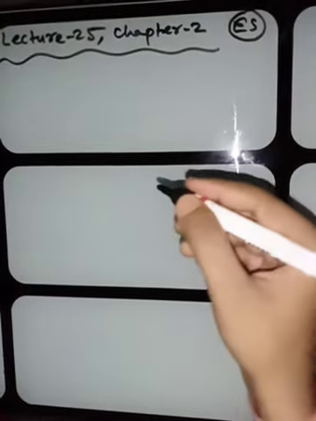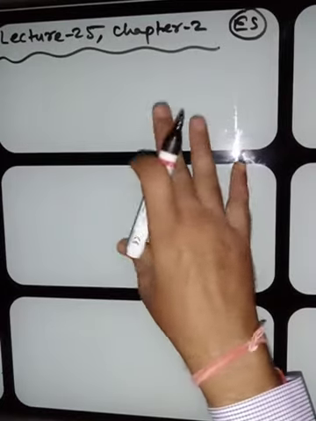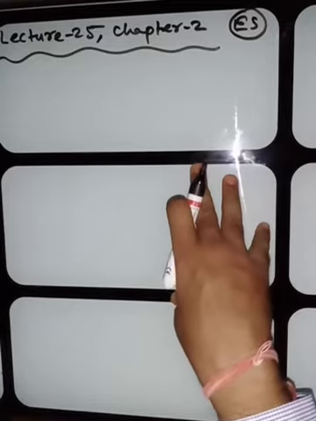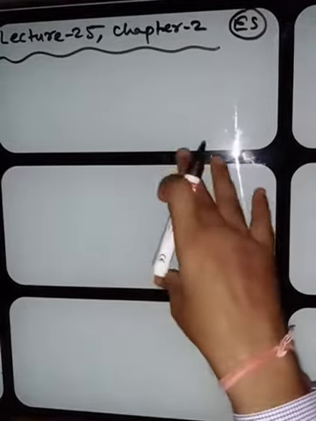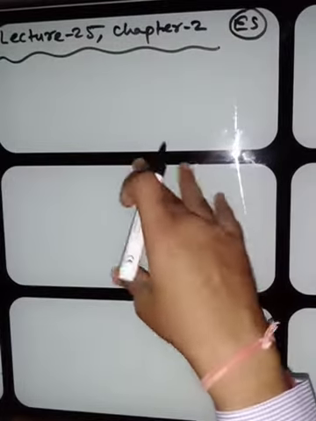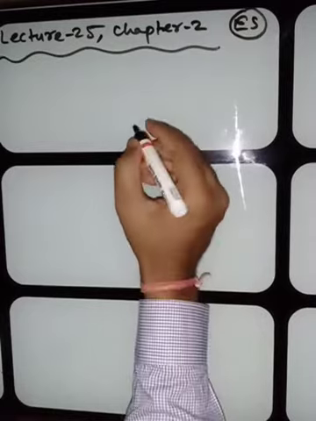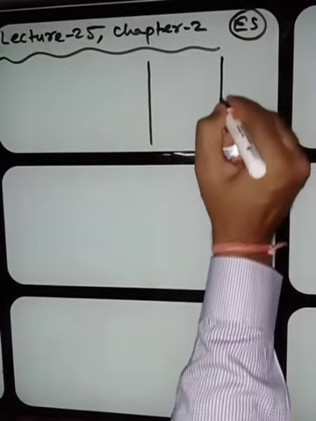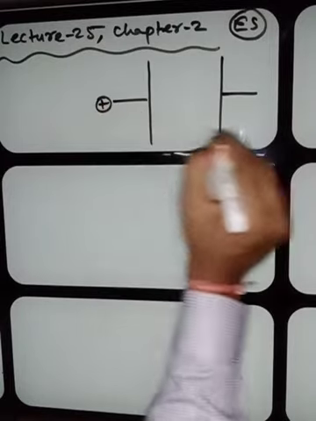Okay my dear students, in last class we were studying about the dielectric. I hope you must remember. Today we will continue from there. Students, we have studied if this is the plate of a capacitor, an electric field is given.